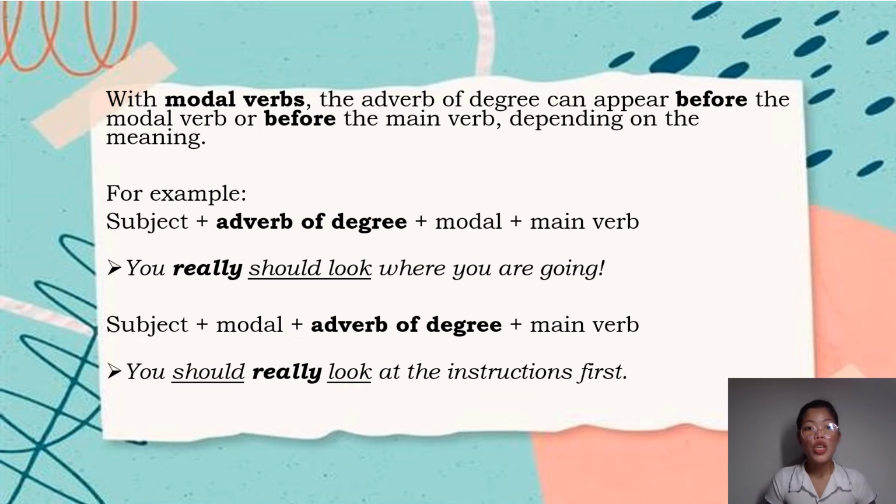For example, you really should look where you are going. You is the subject, really is the adverb of degree, should is the modal, and look is the main verb. Next, the structure where the adverb of degree appears before the main verb: subject plus modal plus adverb of degree plus main verb. For example, you should really look at the instructions first. You is the subject, should is the modal, really is the adverb of degree, and look is the main verb.